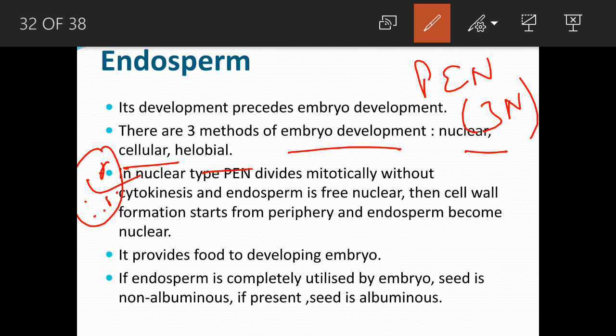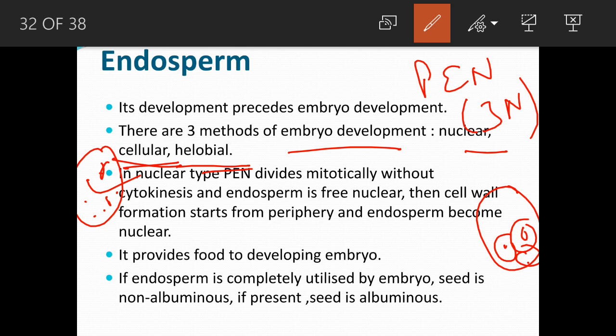The second is the cellular. In case of the cellular, there is cytokinesis. After each nuclear division, there is a formation of cell wall. The third type is helobial. In this case, it is an intermediate between the nuclear and the cellular. There is a formation of nuclei as well as a formation of cell wall around the nuclei. So both the divisions occur in helobial type of endosperm formation.